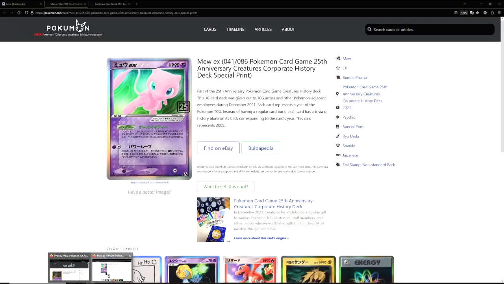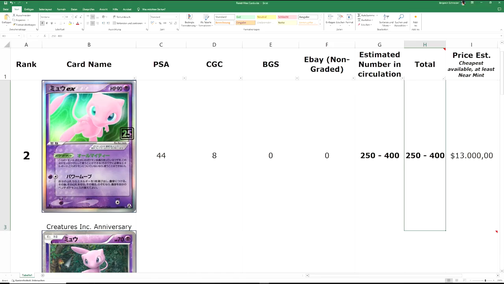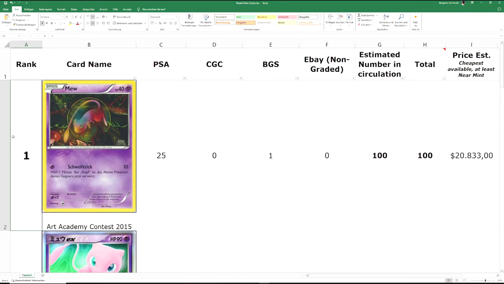But what is rank 1? Well, rank 1 is this card right here. The Mew from the Pokemon Art Academy Competition 2005. And why is this so rare, you might ask? Well, there's only 100 copies of this card, which is why it ranks above any other card right here.